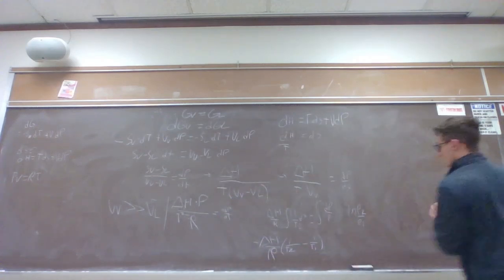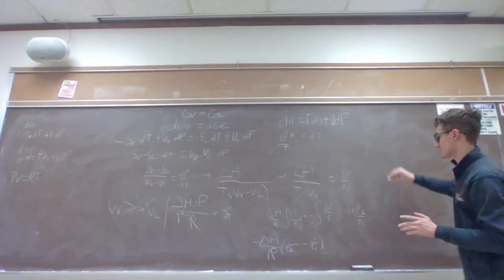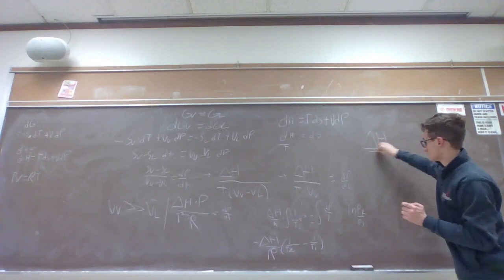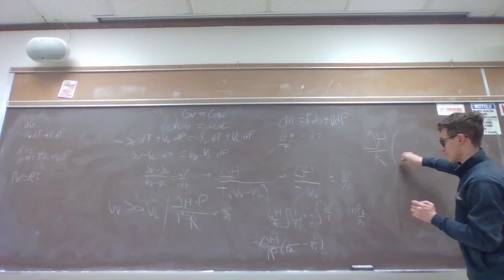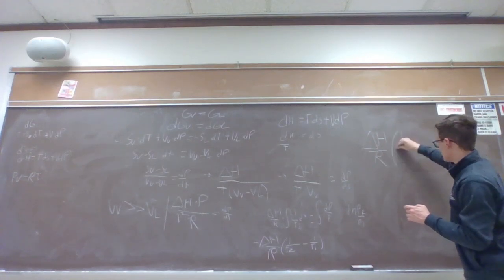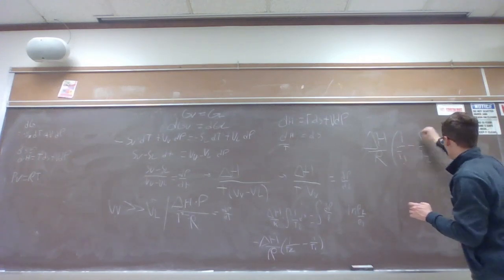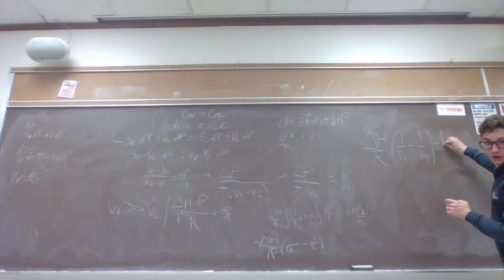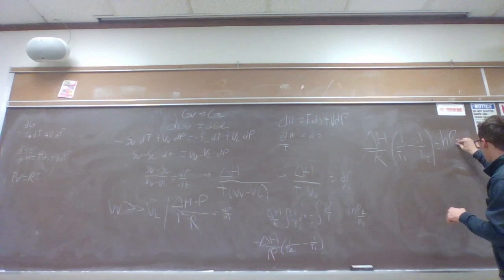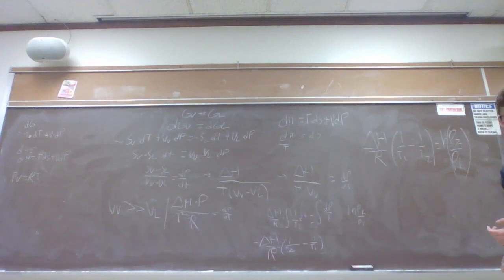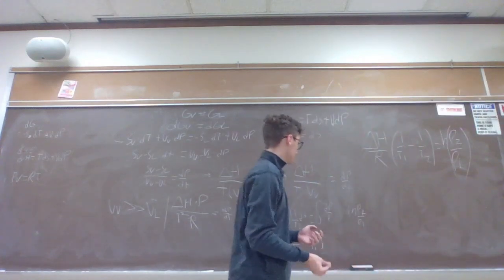So over here, I'll write our final Clausius-Clapeyron expression, in which we get delta H over R times (1 over T1 minus 1 over T2) equals the natural log of P2 over P1. And that is Clausius-Clapeyron's expression.